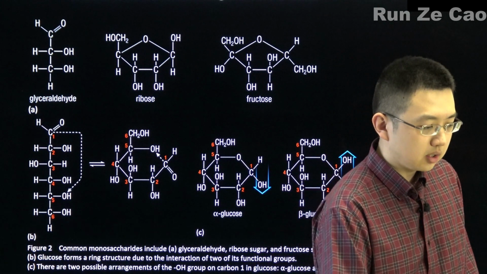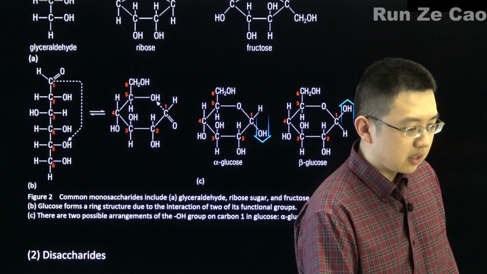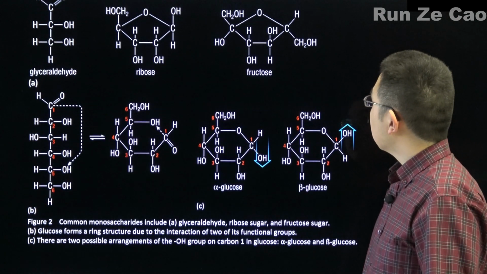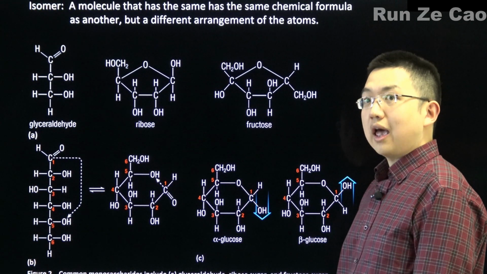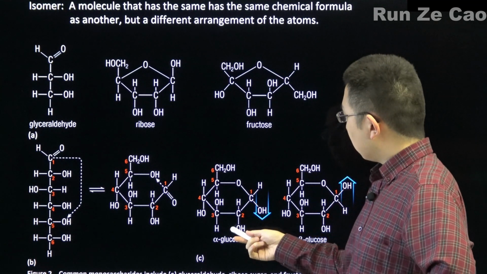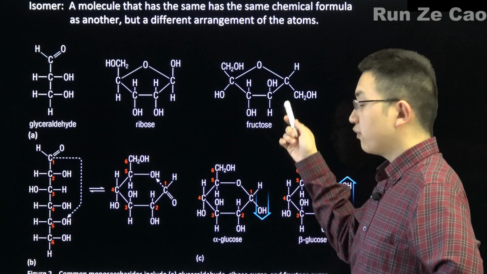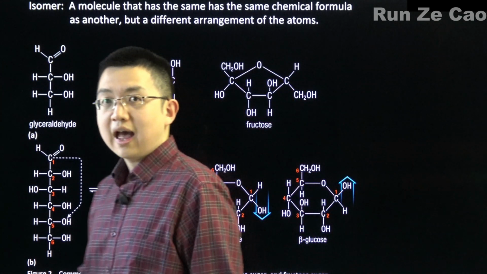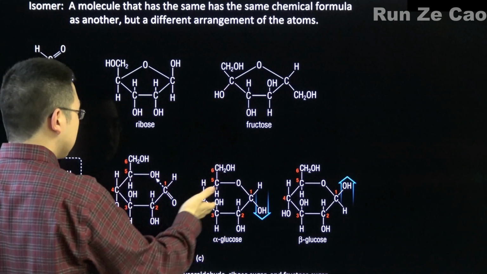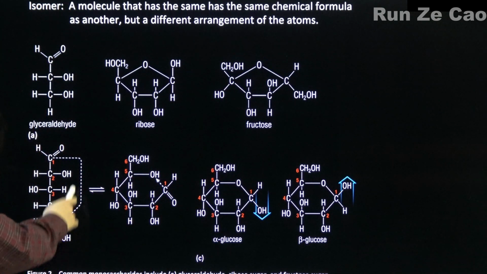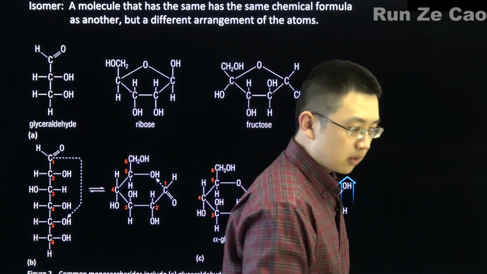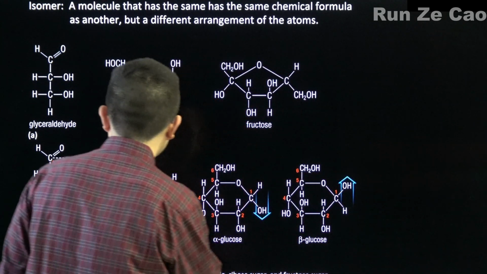What about distinguishing between, say, fructose and glucose? Fructose has a different ring pattern, a 5-membered ring, and glucose is a 6-membered ring. Glucose and fructose are both hexose sugars because they have 6 carbons. But how do we actually distinguish them? When we draw them out, fructose ends up being a ketose sugar.